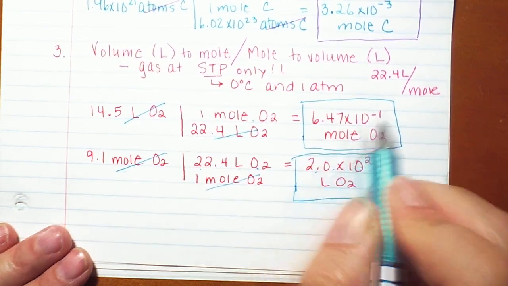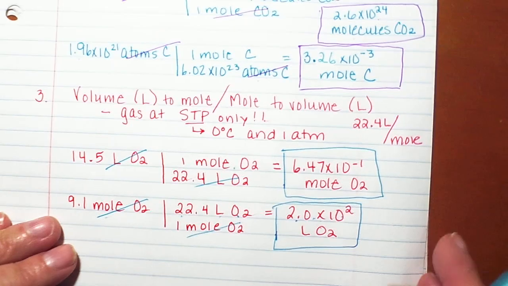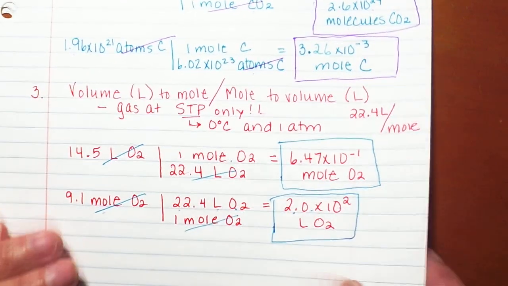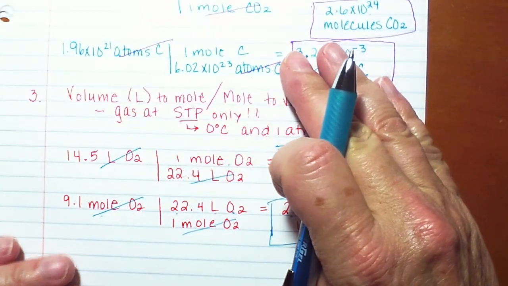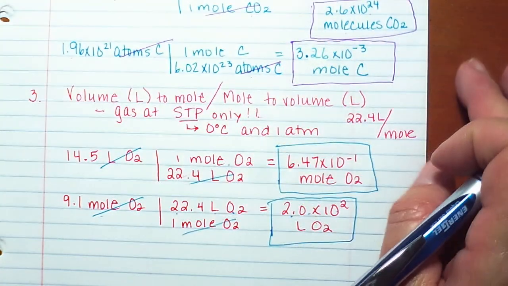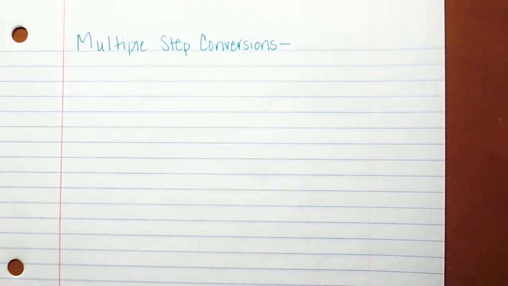So those are the 3 things that we've learned now. So you can go back and review them if you want. But today we're going to put some of these together and we're going to do multiple step conversions. All right, so we're going to start with multiple step conversions.